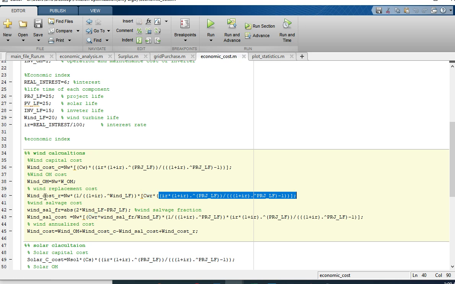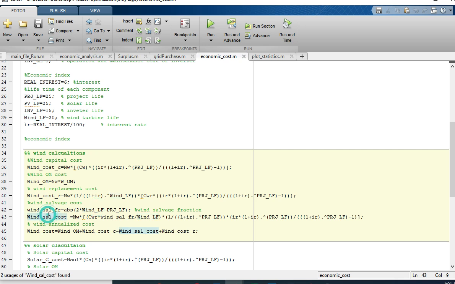The formulas are readily available in the literature for the economics of these renewable energy systems. So here, what's the salvage fraction? The salvage fraction is the life of any component remaining after the project life, because the wind life here is 20 and the project life is 25 years. So we have to replace this wind turbine after 20 years. So wind life is 20 and we have to replace it a second time. So the total life of a wind turbine will be 40 years, 20 plus 20. The project life is 25 years, so the remaining 15 years of price is actually the salvage price. So it will give us a 15.